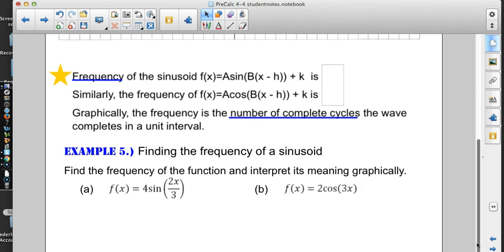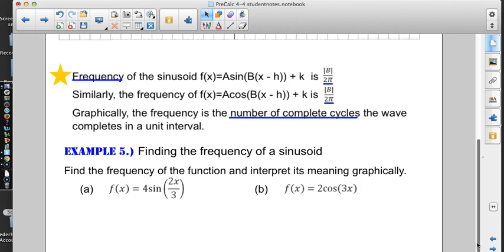The frequency of a sinusoid is the absolute value of b over 2 pi. And if you're thinking, wait a minute, isn't that just the reciprocal of the period? You are absolutely right. It is just the reciprocal of the period. Think of sound waves. The frequency is where we tune our channel into. So that frequency is incredibly important. We have to be able to find that. So for the frequency of a sinusoid, we're going to use absolute value b over 2 pi.